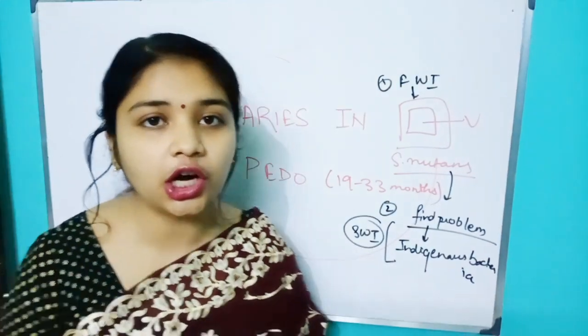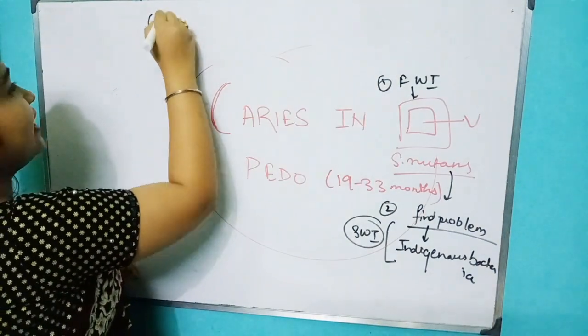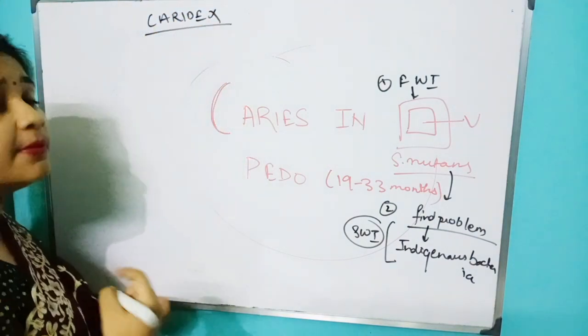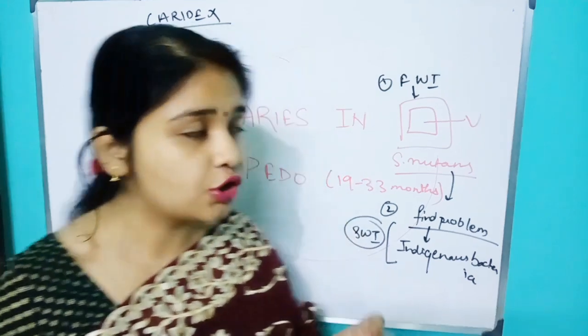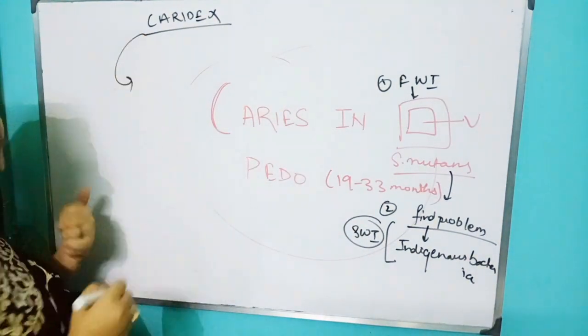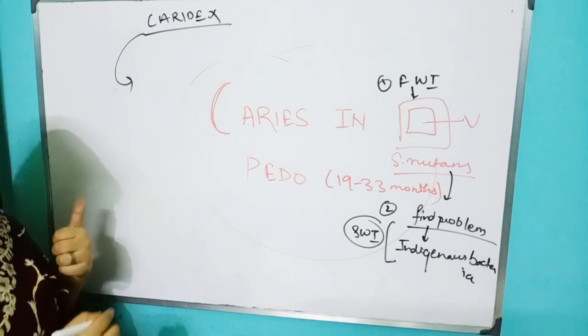Now we come to your third point. What is the third point? The third point is your Caridex. Many questions have arisen about what Caridex is, and in many exams this point also comes. So Caridex is a chemomechanical system of caries removal.